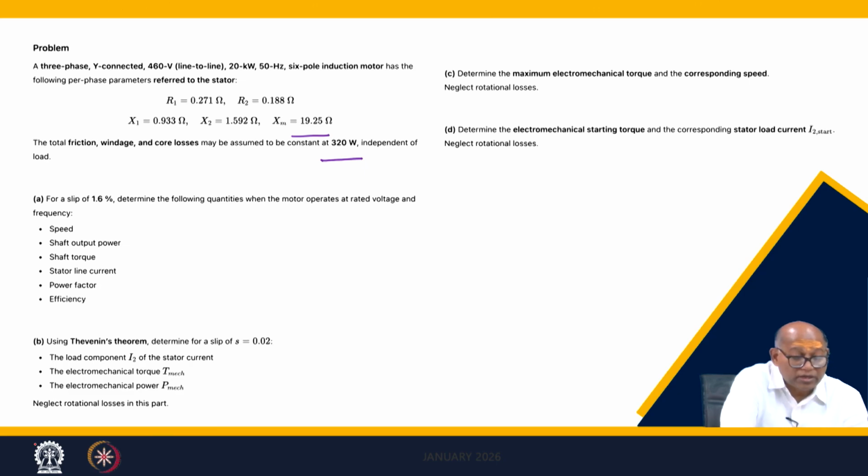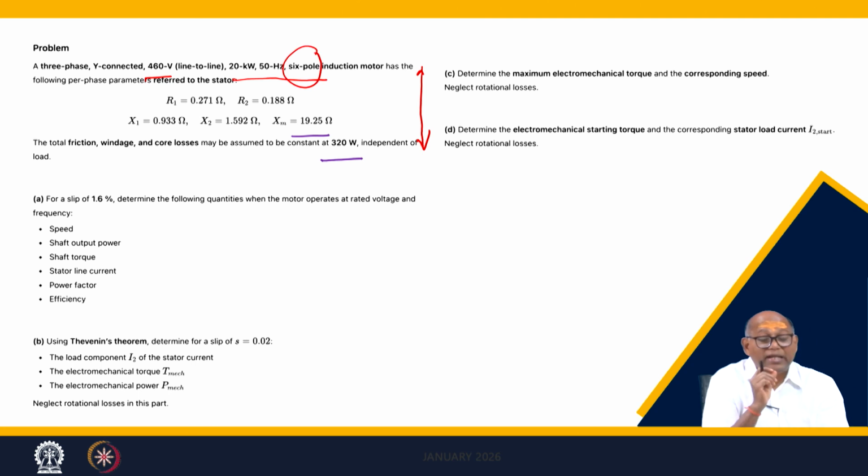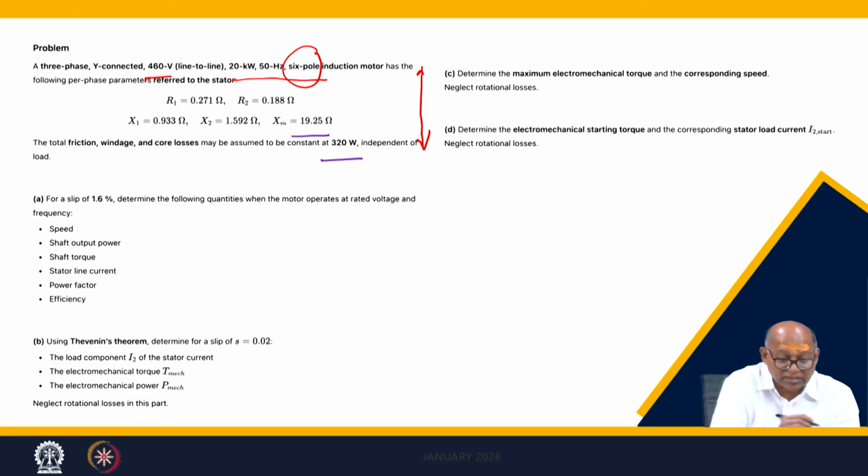So, you can see. So then what you have to do? This is the data which is supplied to you. The 3-phase line-to-line voltage is specified, 50 Hz, everything is specified. 6-pole means the mechanical synchronous speed is omega_e by 3, that is, omega_e by P by 2. So the mechanical speed is less than the electrical synchronous speed. For a slip of 1.6%, that means the slip is 0.016, very small slip.